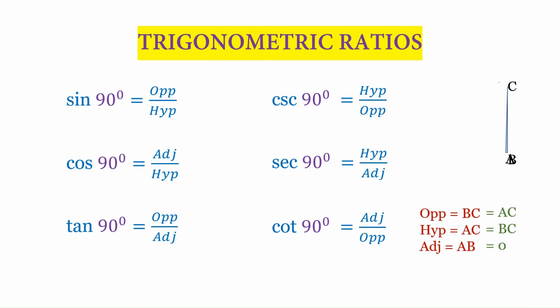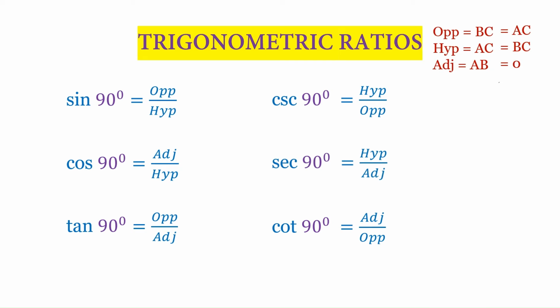Now when we substitute these values for the six ratios, let us check for the first one, sine 90 degrees, opposite by hypotenuse. Opposite is BC, hypotenuse is AC, both are the same, so the value is 1. Next one is cos 90, adjacent by hypotenuse. Adjacent side AB became 0, so the value becomes 0. Next is tan 90 degrees, opposite by adjacent. We have adjacent AB equal to 0. Anything divided by 0 is not defined, so this value is not defined.